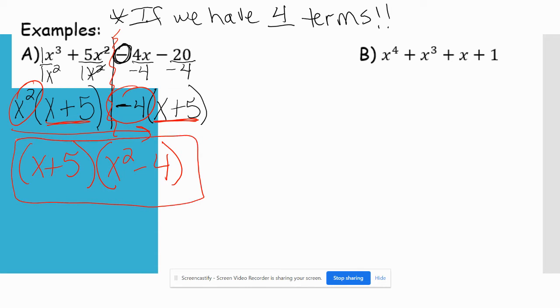This is factored form. It's not completely finished yet. We'll learn more about that later, but for right now, this is as far as we're going.